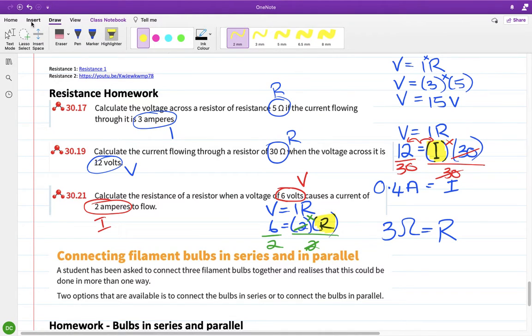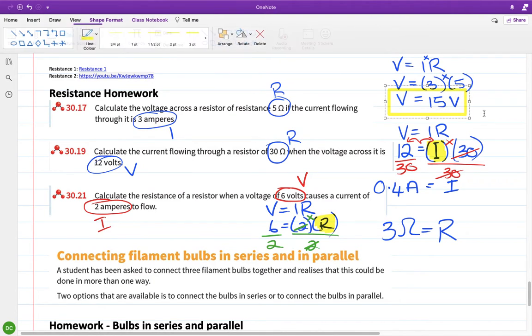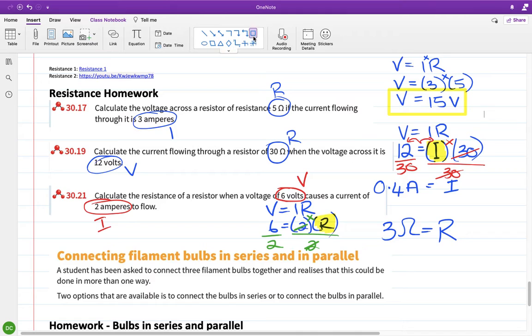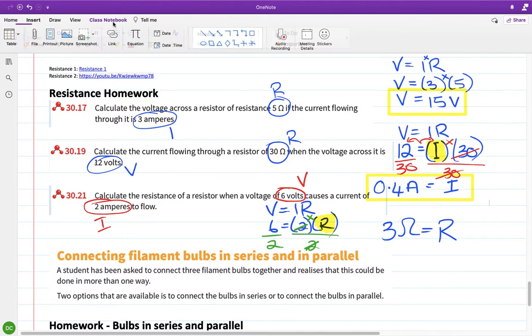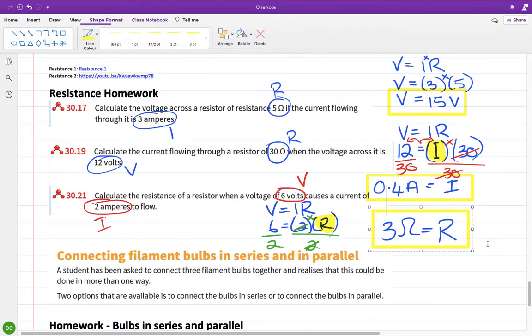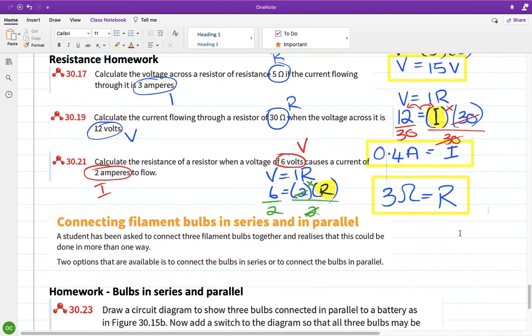Okay, so the first answer should be 15 volts. The second answer, 0.4 amps. And the third answer, 3 ohms. Obviously make sure that you have the number correct, but you also have to have the units. It's very important in physics that you include units, so make sure your units are right. Hopefully that went okay.